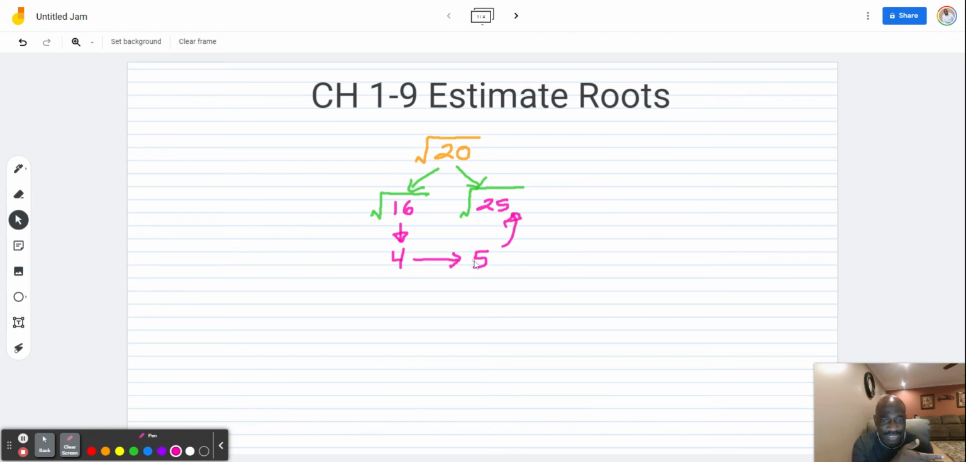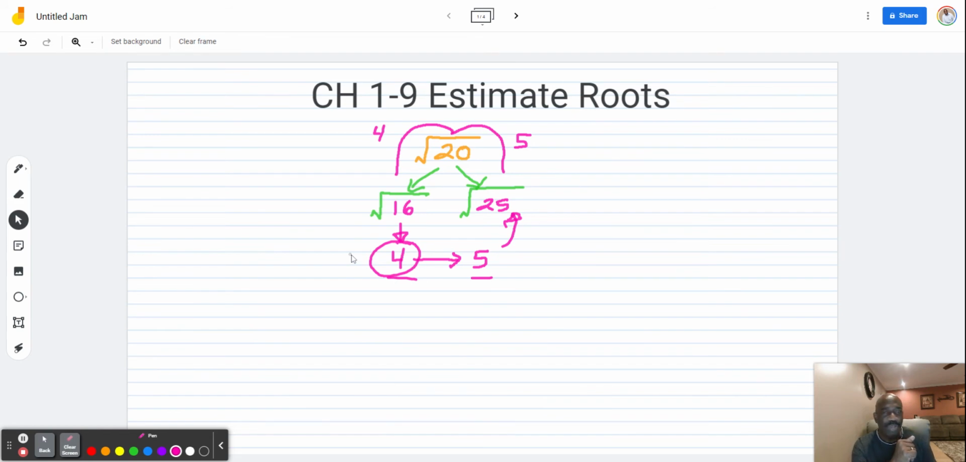It's going to work. So the question is, is the answer 4 or 5? Well, is the number 20 closer to 16 or is it closer to 25? It's only 4 numbers away from 16, but 5 numbers away from 25. So my answer in this case would be 4.